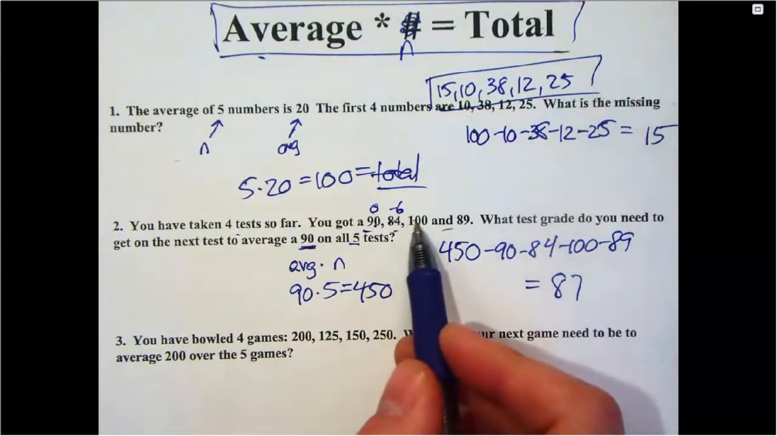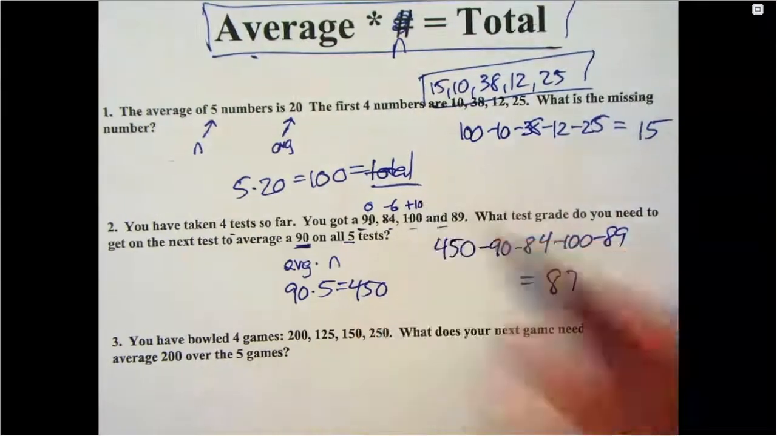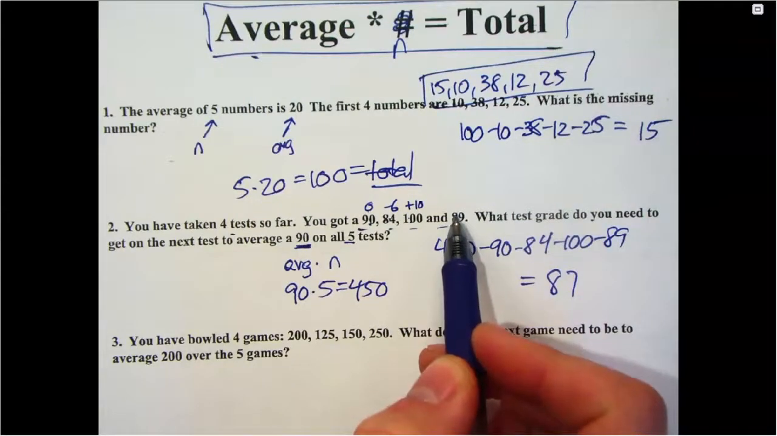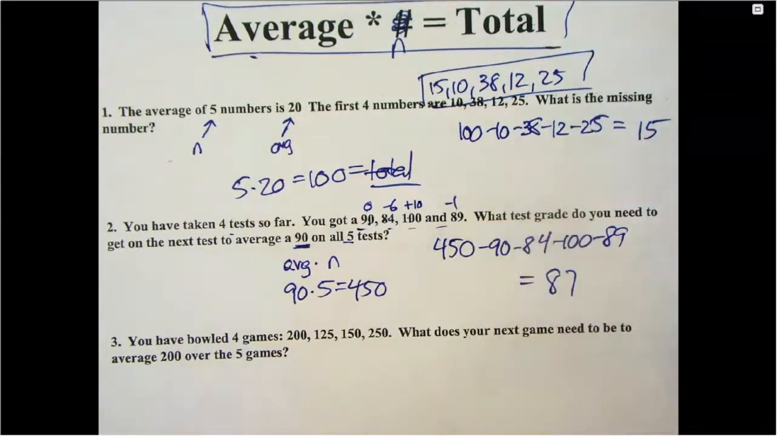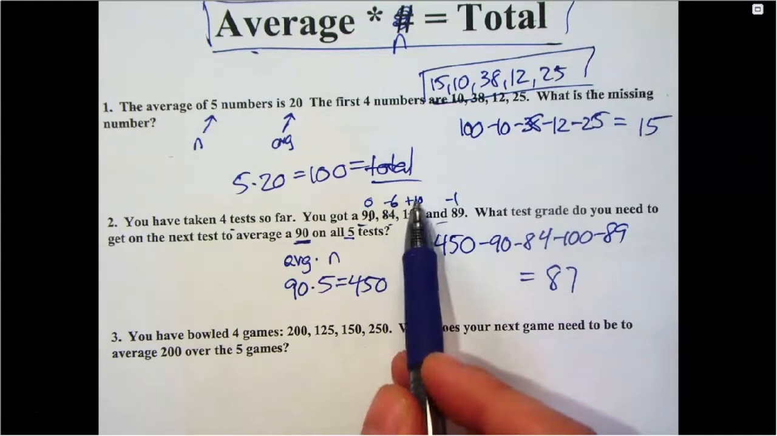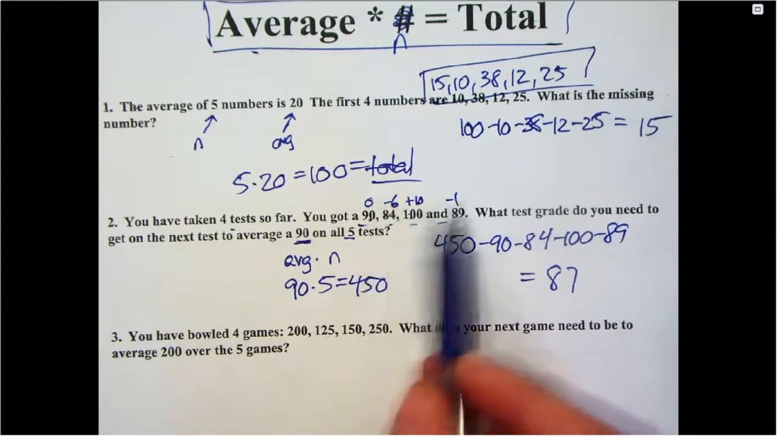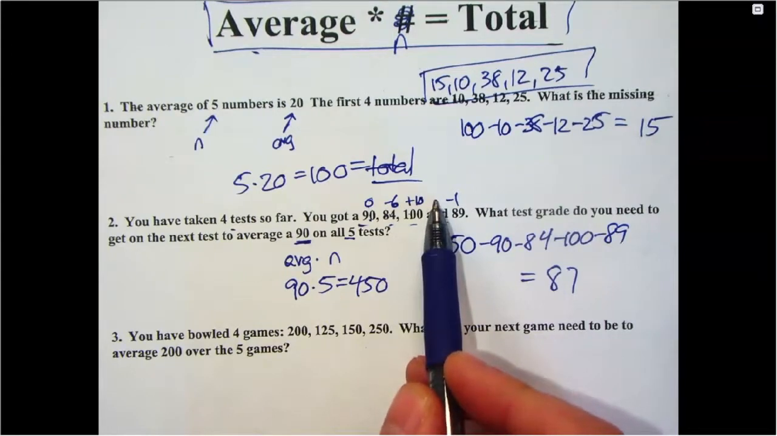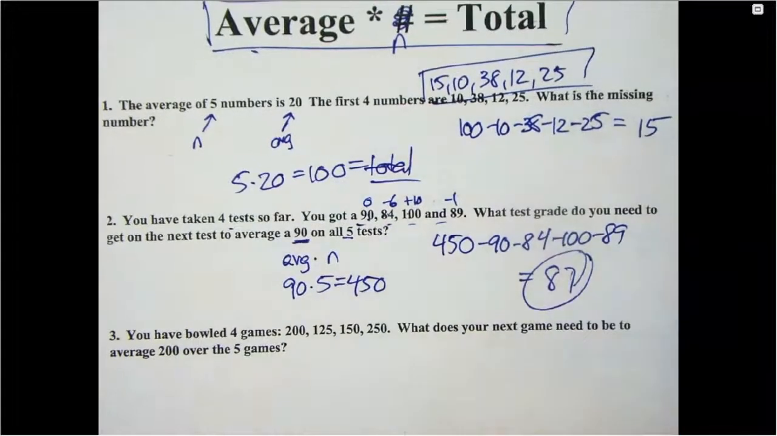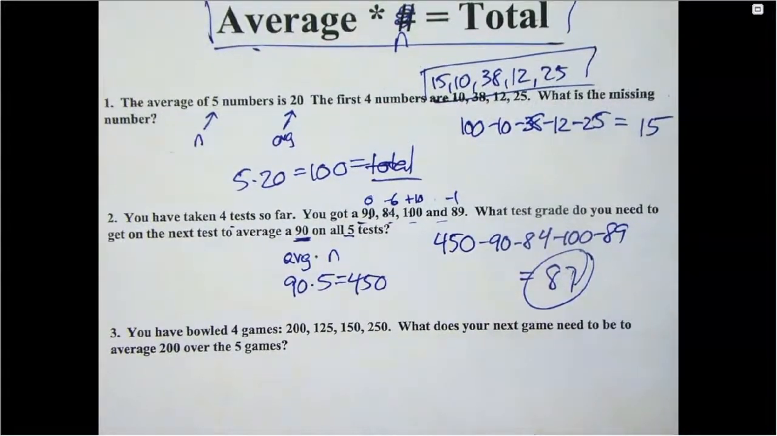This is 100. My average is 90. So I'm going to put a plus 10 right there. And then this is an 89, so it's 1 less than the average I need, so it's minus 1. So if I add up these, minus 6 plus 10 is 4. So I'm 3 over where I need to be, which means I can go 3 under the average, which is 90 minus 3 is 87, and still get there.